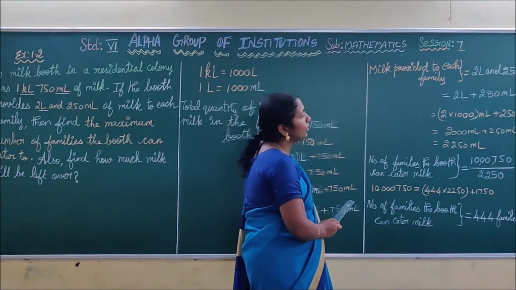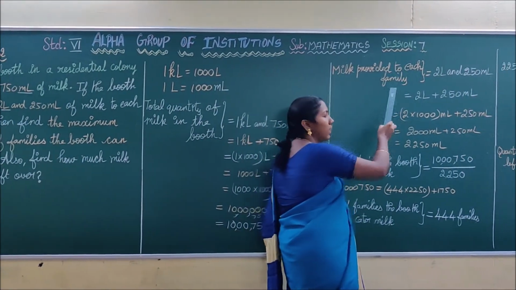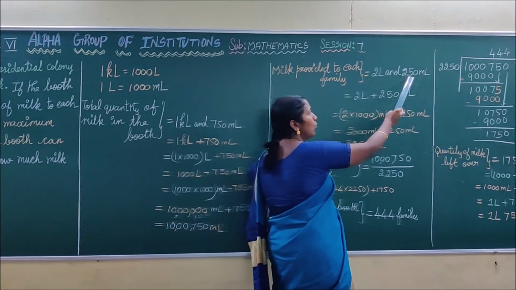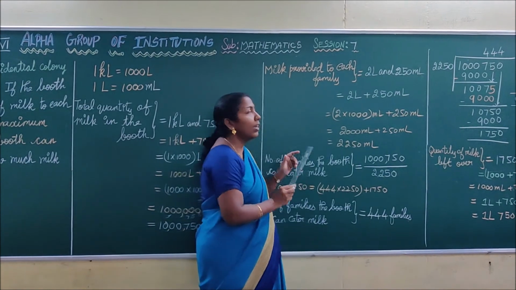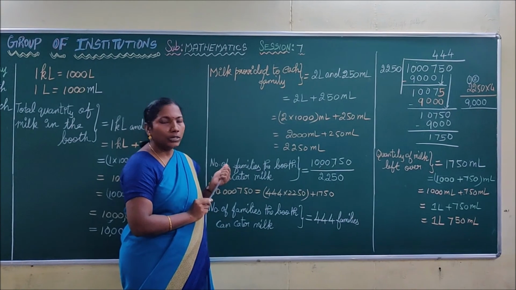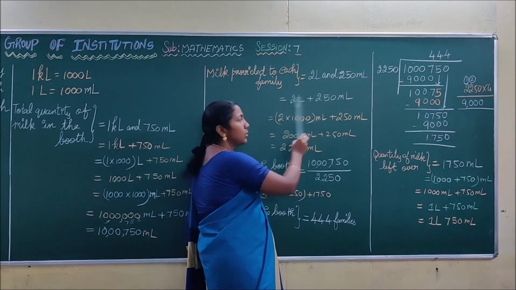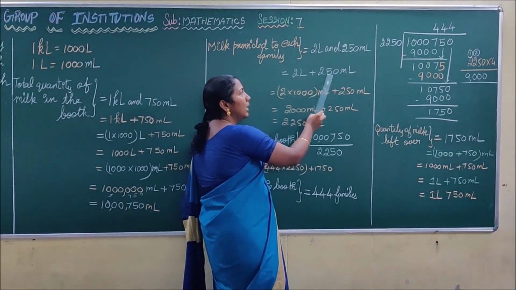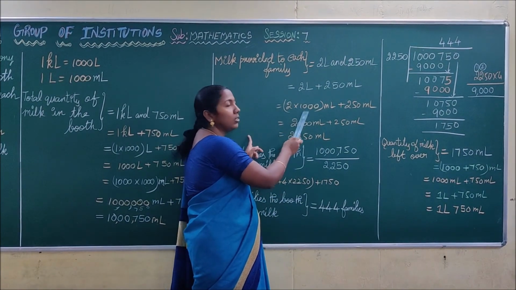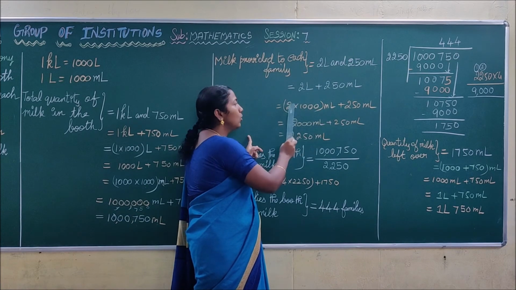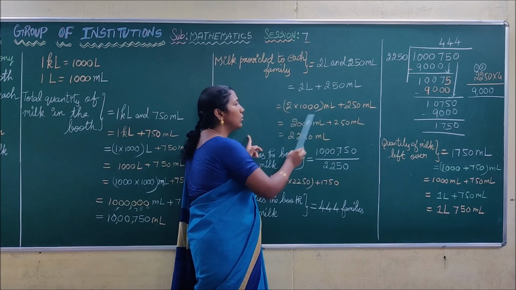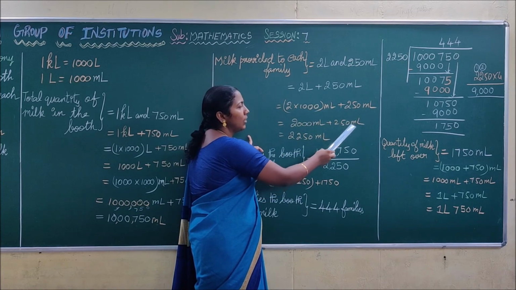Next we are going to convert the milk provided to each family. What is the quantity of milk provided to each family? 2 liter and 250 milliliter. In order to convert liter to milliliter, you have to multiply it by 1000. First we are splitting it into two terms. 2 liter plus 250 milliliter. First you have to multiply this 2 by 1000 in order to convert it liter to milliliter. So 2 into 1000, write the unit as milliliter plus 250 milliliter. 2 into 1000, 2000 milliliter plus 250 milliliter.